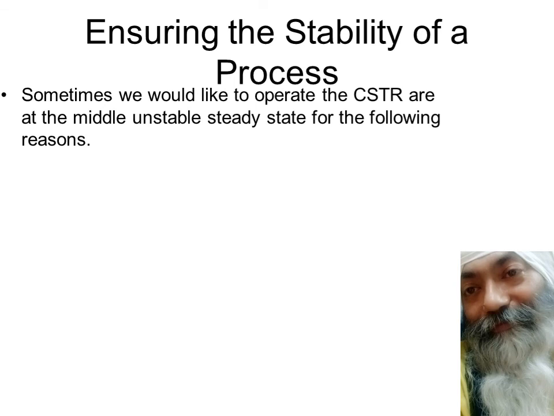Friends, let's conclude. I'm going to repeat these things for the final time, and I'm going to read it out verbatim, word by word, so that things are very clear. Sometimes you would like to operate this CSTR, that is continuously stirred tank reactor, at the middle point, but at the middle point the system is quite unstable. This is for the following reasons. Why do we want to operate it at the middle point although it is unstable?